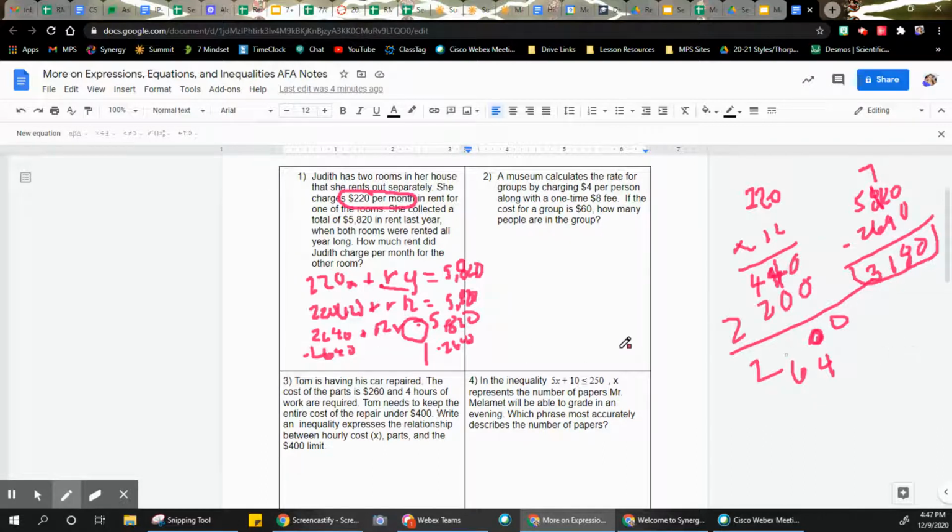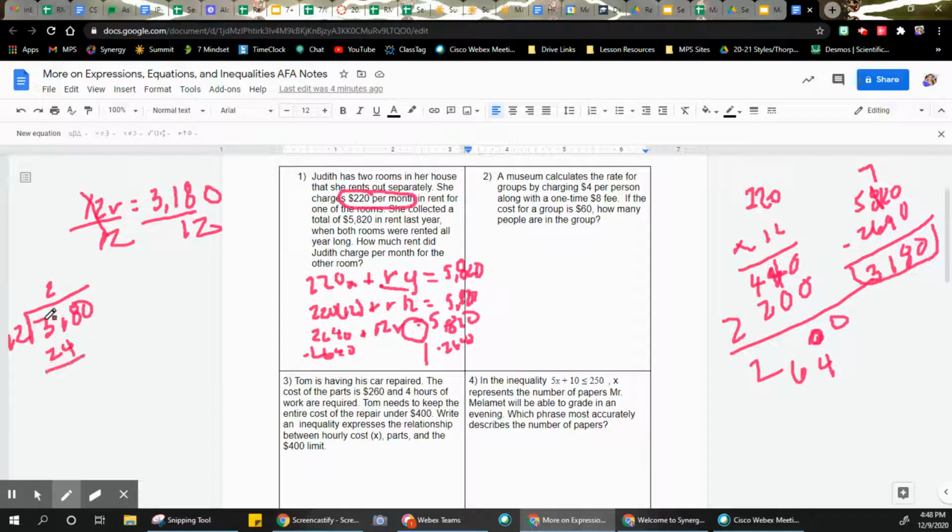Okay, but we need to know how much per month. So now we're at 12r is equal to 3,180. To figure out what the per month is, we now need to divide both sides by 12. So I'm going to do 3,180 divided by 12. 12 goes into 31 2 times. 12 times 2 is 24. 31 minus 24 is going to give me 7.